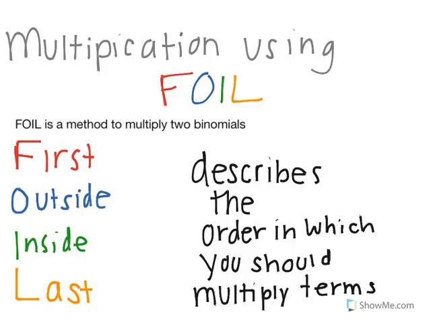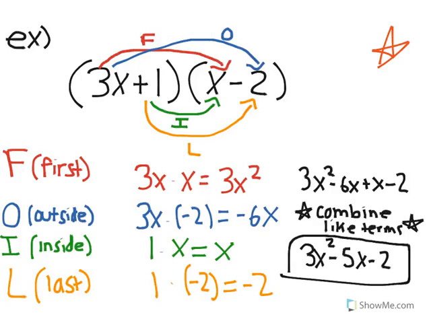Multiplication using FOIL. FOIL is a method to multiply two binomials, so two terms, polynomials, that are being multiplied together. FOIL stands for first, outside, inside, last. At first this might sound a little confusing because you're like, whoa, what is first, outside, inside, last? But this just describes the order in which you should multiply the terms. And I'll show you how you do that.